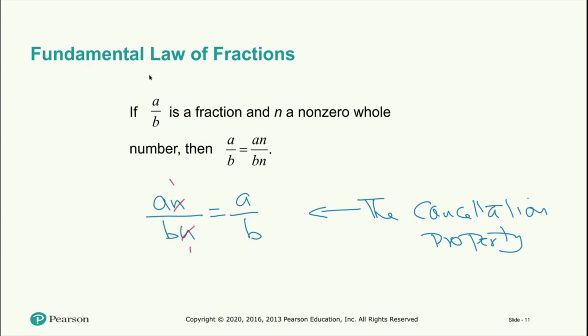So when you look at the fundamental law of fractions in reverse, you get the cancellation property. Very important property, because this is basically the property that we use to simplify fractions, to the point, of course, where the numerator and denominator become relatively prime and hence cannot be simplified or reduced any further.